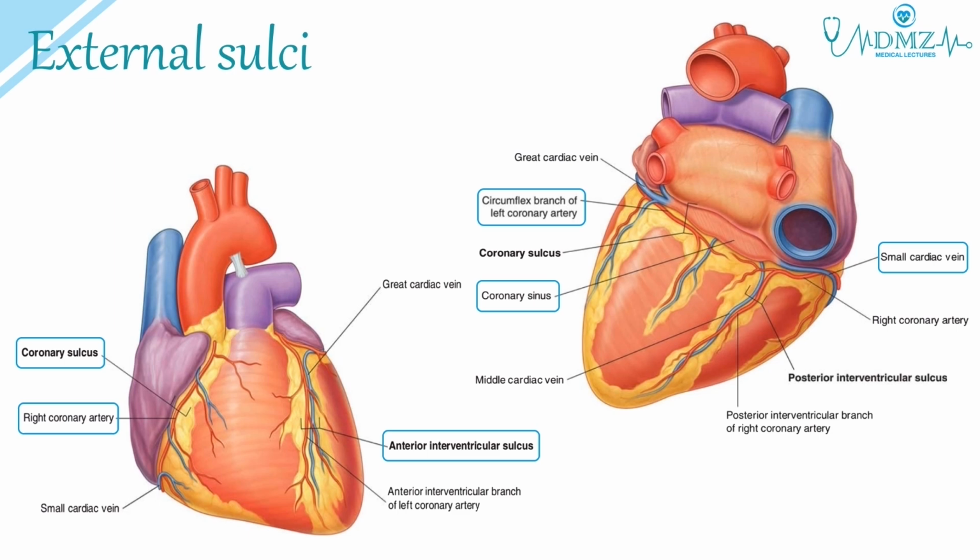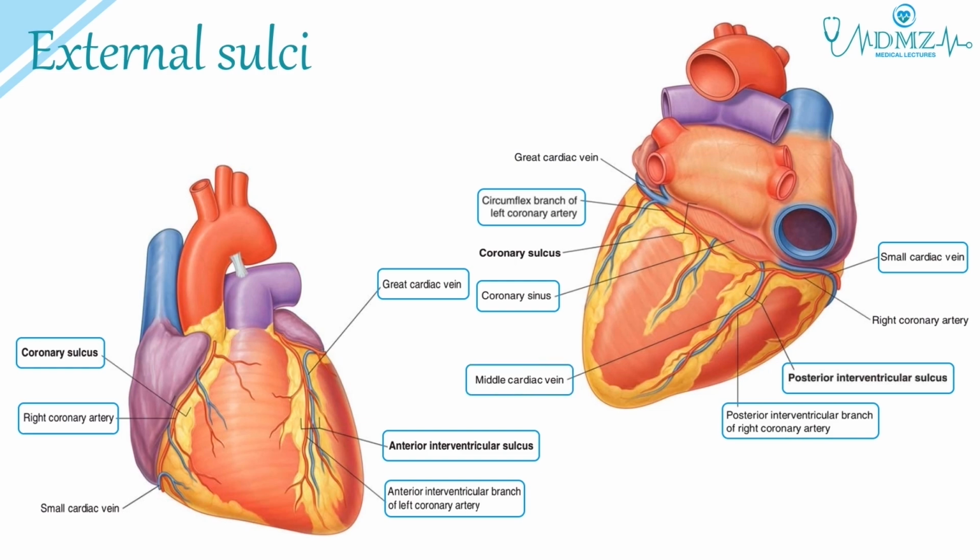This is the anterior interventricular sulcus. The anterior interventricular sulcus is on the anterior surface of the heart and contains the anterior interventricular artery and the great cardiac vein. This is the posterior interventricular sulcus. The posterior interventricular sulcus is on the diaphragmatic surface of the heart and contains the posterior interventricular artery and the middle cardiac vein.